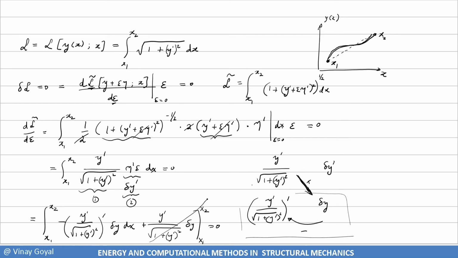But this term is 0 because y has been specified at the boundaries, and at those boundaries there's no change in height between the virtual solution and the real solution. So del y of x1 is 0 and del y at x2 is 0. That's why this term goes away, and I'm left with this right here.